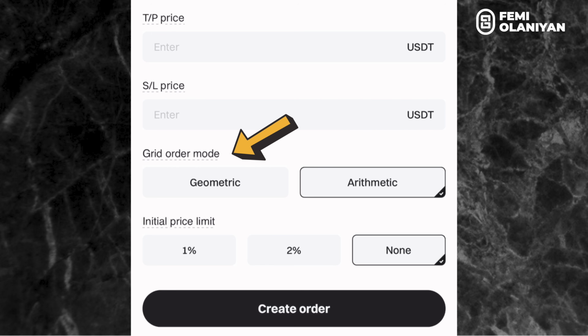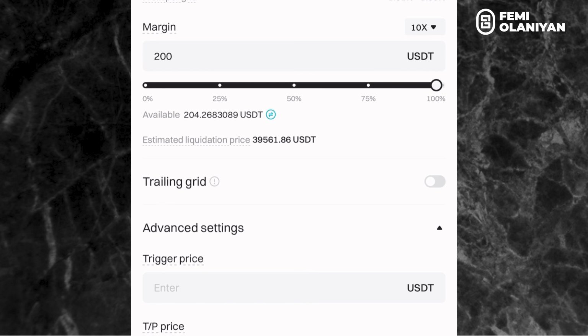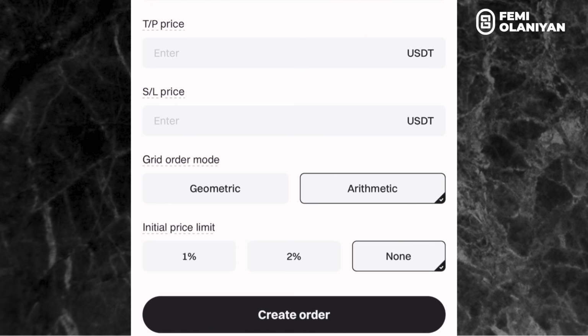And then this grid order mode, you have geometric and you have arithmetic. For this, I will advise that you leave it at arithmetic. That's what I use. And also for this initial price limit, also put it at none. Now, once you've done all of this, just go through everything again and scroll down and click on create order.